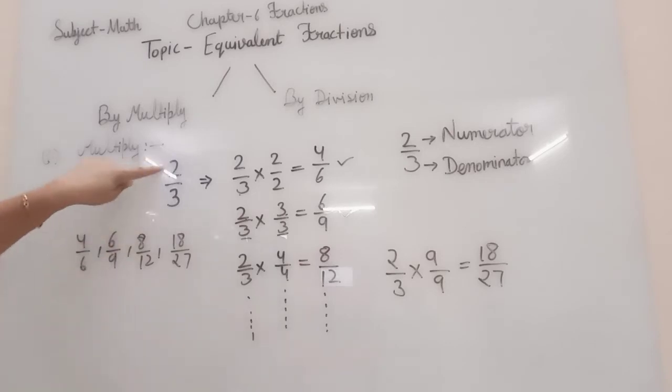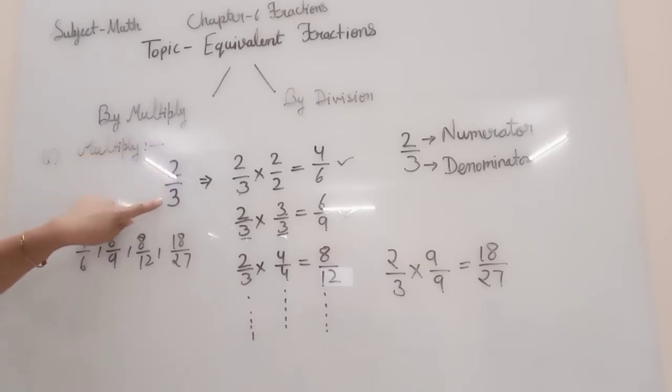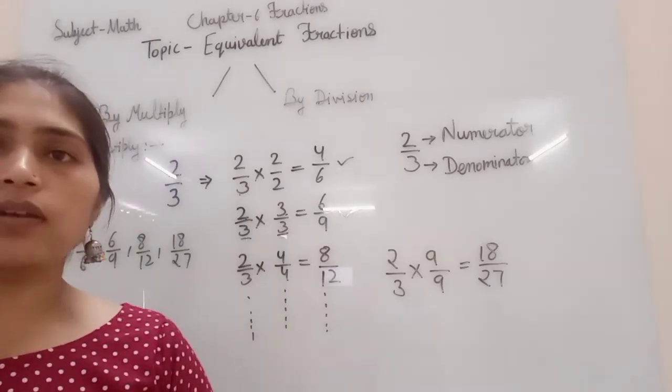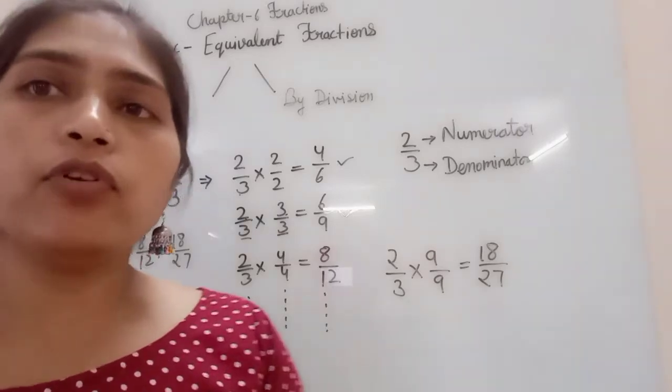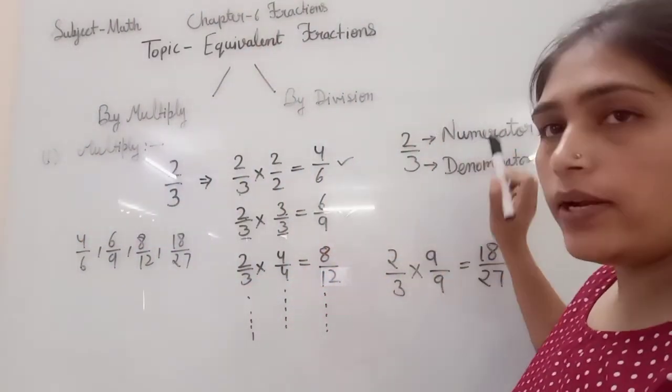So these are 4 by 6, 6 by 9, 8 by 12, 18 by 27, the equivalent fractions of 2 by 3, because they have the same value. If you divide them by the same number, you will get 2 by 3 again. They have the same value but the numbers are changed, so they look different. So what is the method to find the equivalent fraction? By multiplying the same number with up and down, or you can say with the numerator and denominator.